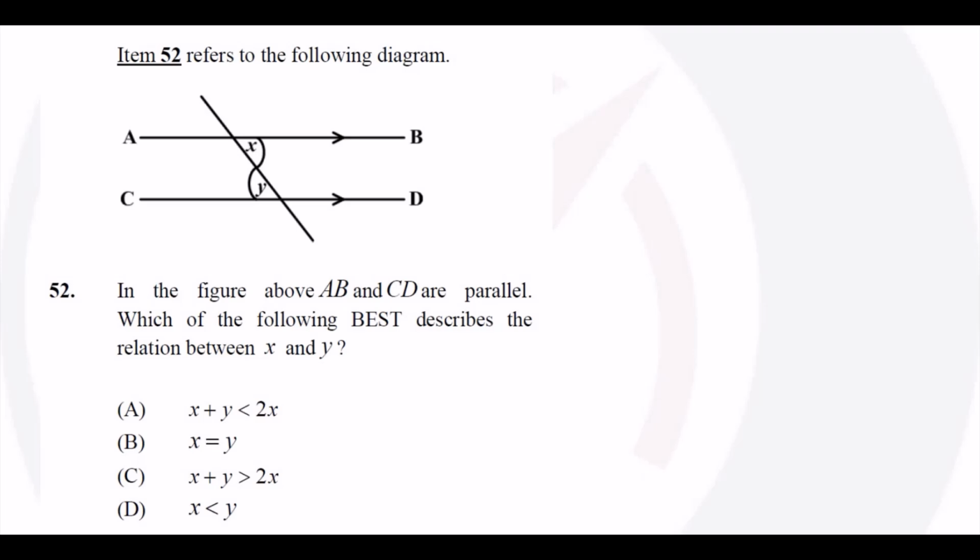We know X is equal to Y. We call them co-interior angles. Sorry, alternate angles. So therefore X is equal to Y.